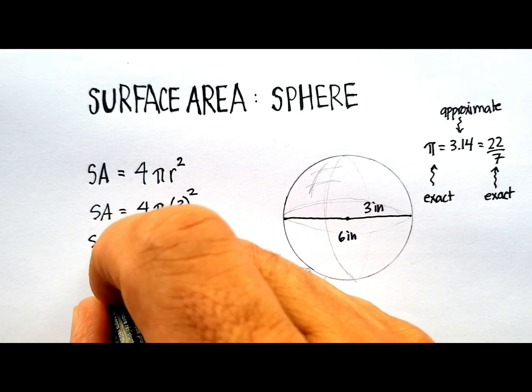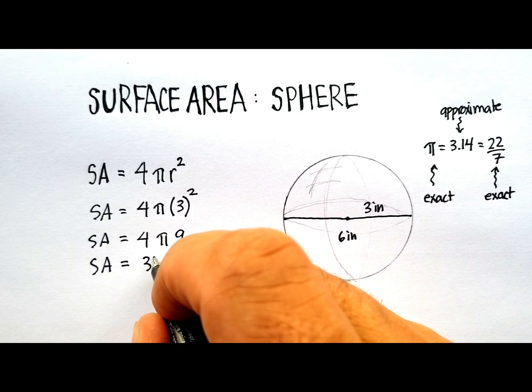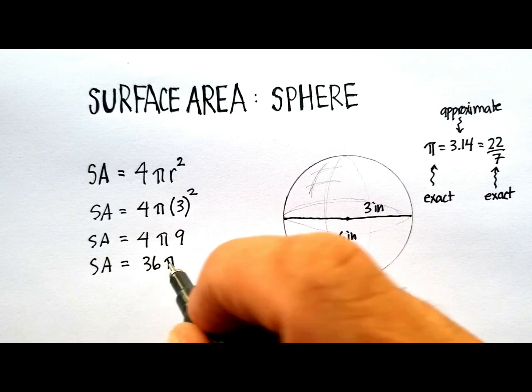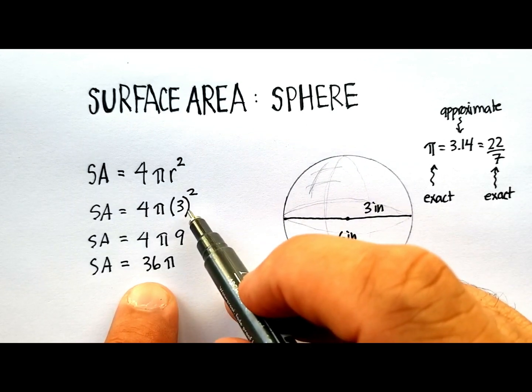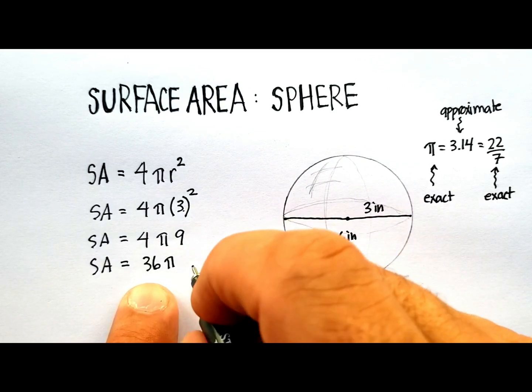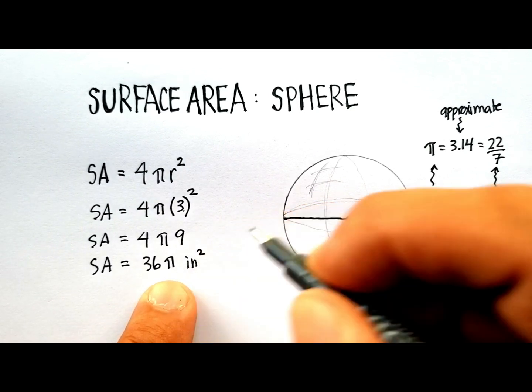Keep going. 4 times 9 is 36. 36 pi. Now don't forget to put the units. In this case, it's inches squared, right? So 36 pi inches squared.